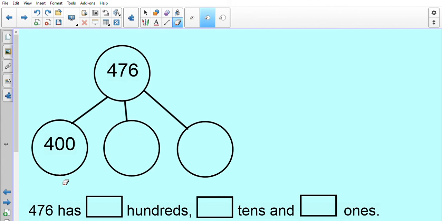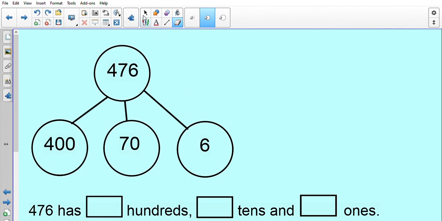476 is 400. It's got 4 hundreds in it. What's the tens number in 476? Have a think. Tens number is 70. Fantastic. And then the ones number is, let's have a look here as a clue, 6. Brilliant.